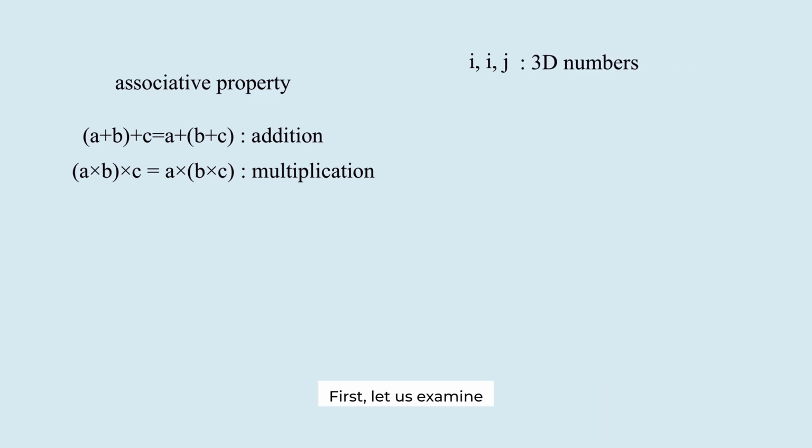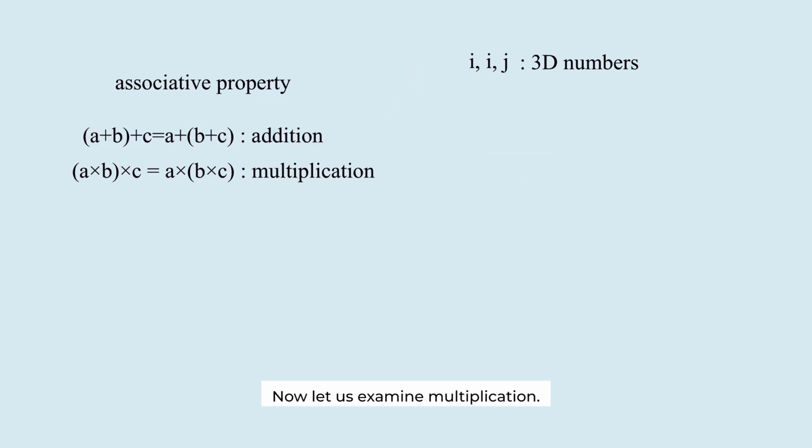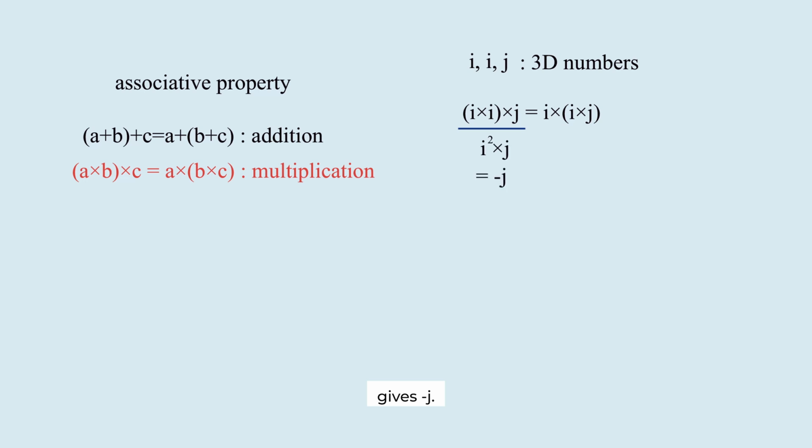First, let us examine the associative property of addition. We check whether the following equation holds. The left-hand side is 2i plus j. The right-hand side is also 2i plus j. The associative property of addition holds. Now, let us examine multiplication. We check whether the following equation holds. Calculating the left-hand side gives minus j. To calculate the right-hand side, we need to define i times j.